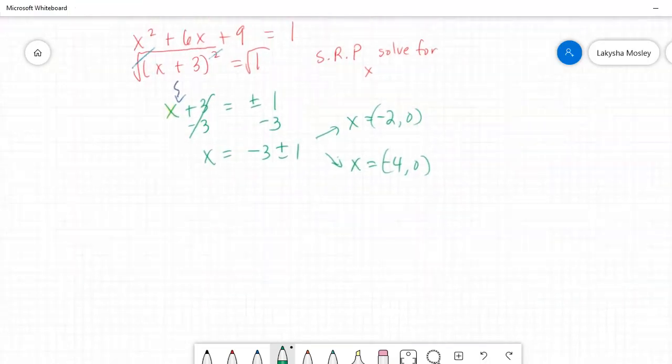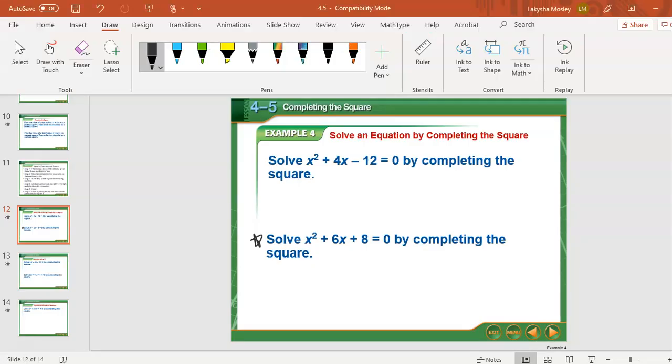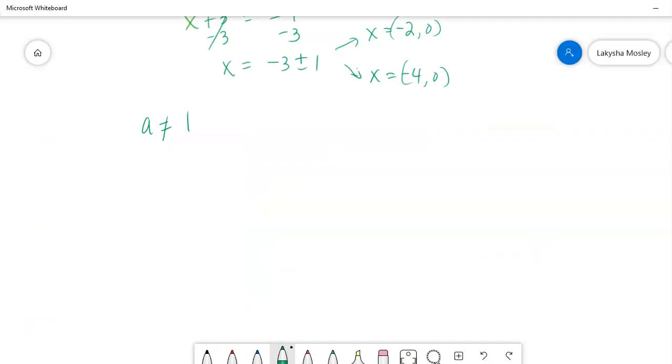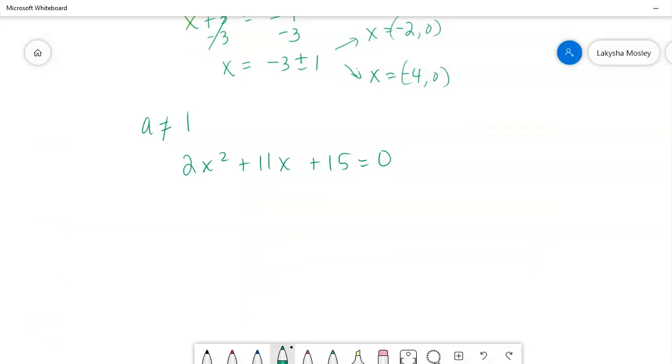Let's do it again, but let's do when a is not equal to 1. So here's a problem when our a value in standard form is not equal to 1. So I'm going to go back to the PowerPoint, and let's look at this one right here. So we got 2x squared plus 11x plus 15 equals 0. Okay, so again, this is not factorable. Also, when they say a is not equal to 1, they're talking about this right here.